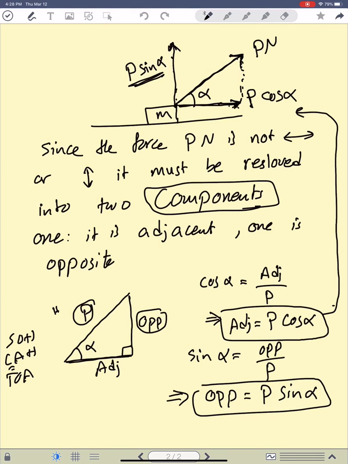Explaining more, my dear students. Example 2.